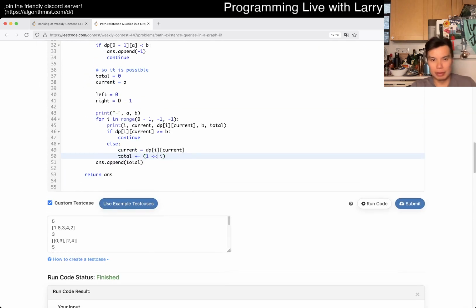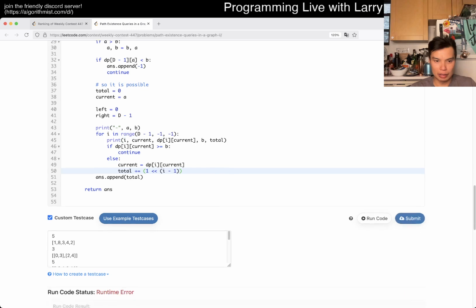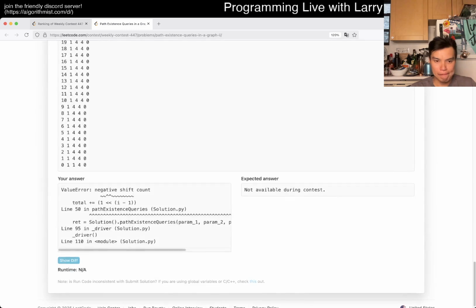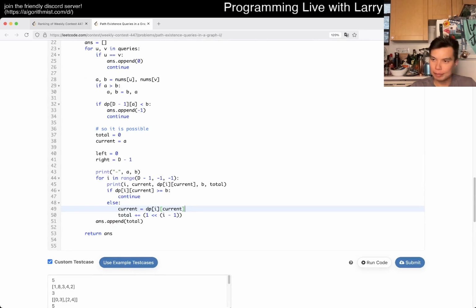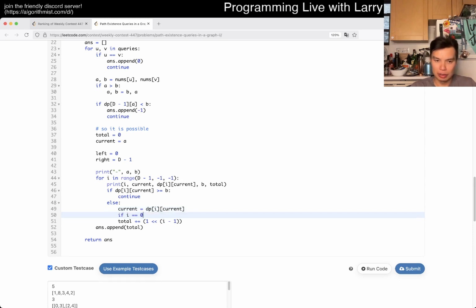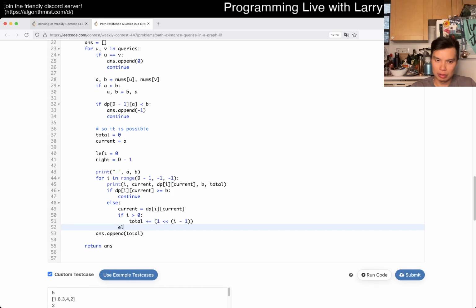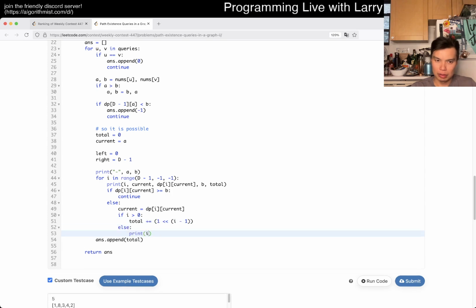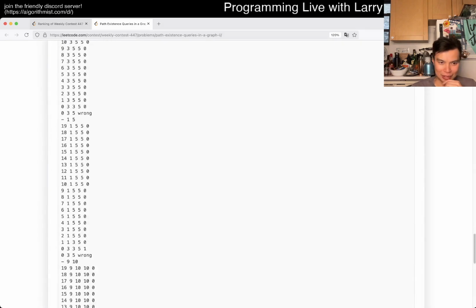I mean, I think this is right, but I don't know why this would be negative. I think that's probably the wrong part. Because it's saying that it's on the right side. If I is equal to 0, something else is wrong. Maybe I won't finish it. Maybe I'll just end up spending all this time here. Okay.